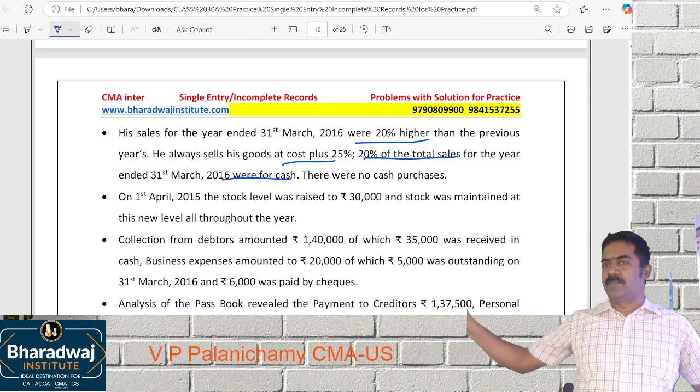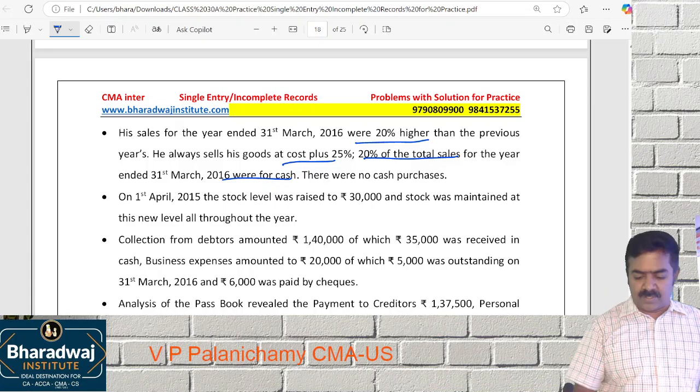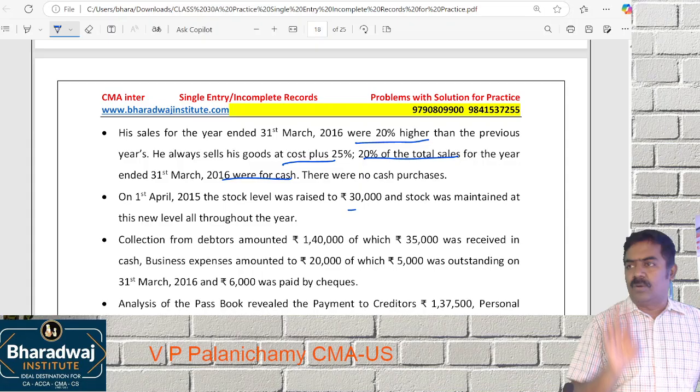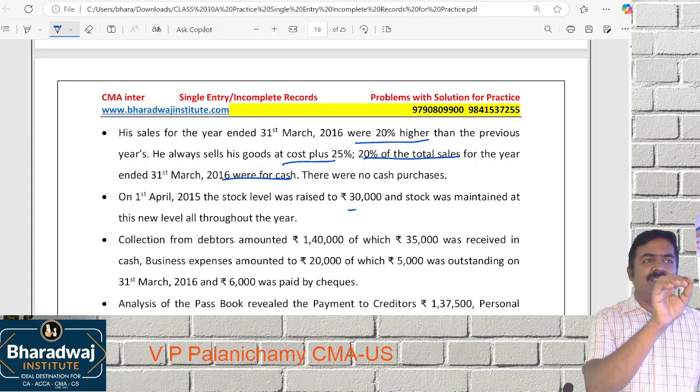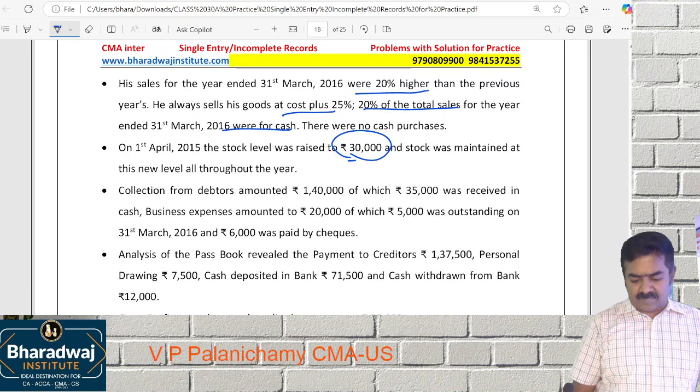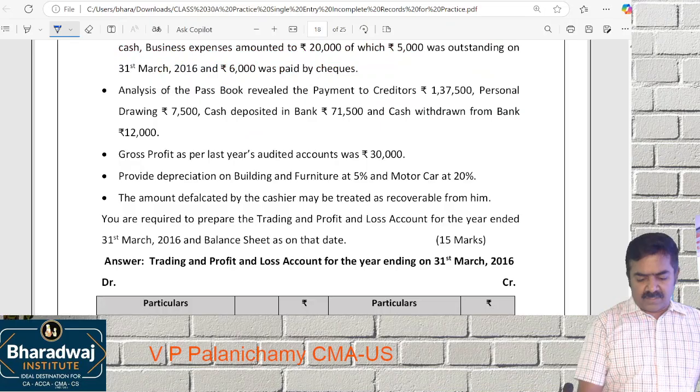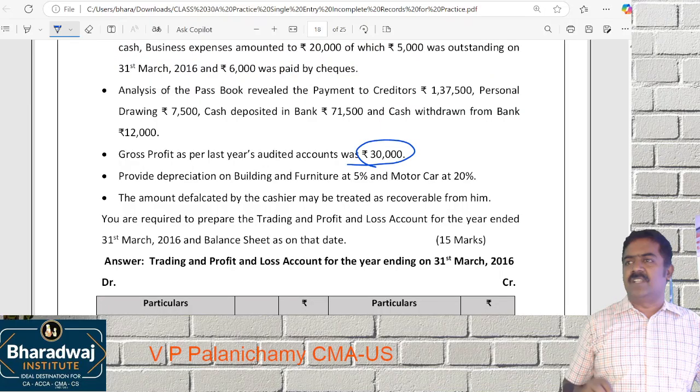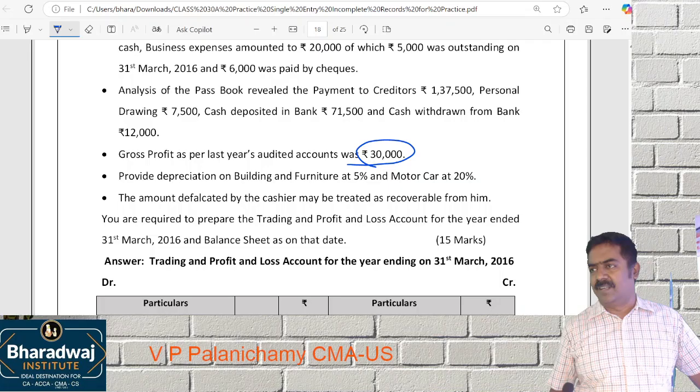20% is for which one? Cash. It is similar to which question? Question number 4 and this one is similar. They have cut one zero. Last question it was 22 lakh, 3 lakh. Here, 20,000 to what? 30,000. You can find the gross profit of the last year. Question number 4 we solved with 3 lakhs. Here how much? 30,000, like that. It's just a repeated question.